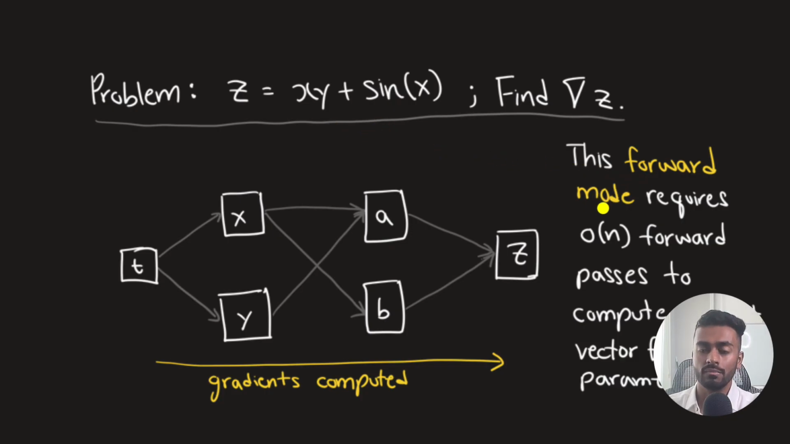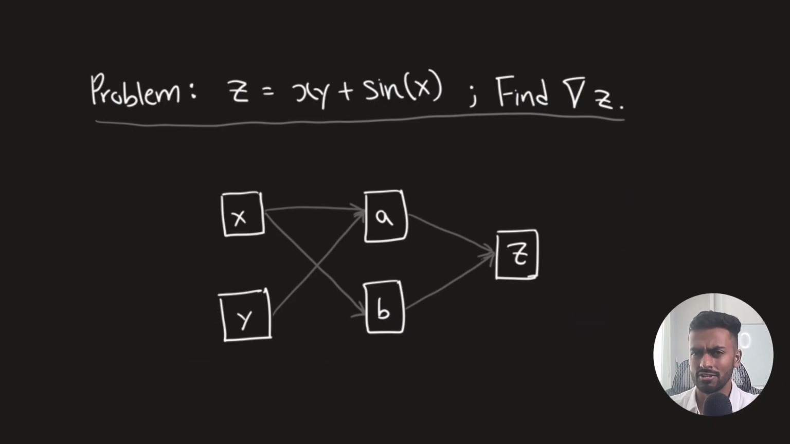But this forward mode requires O(n) forward passes to compute the gradient vector for n parameters. And this can be quite inefficient, especially for a larger number of parameters. So let's now talk about reverse mode automatic differentiation and see how that can be more efficient.